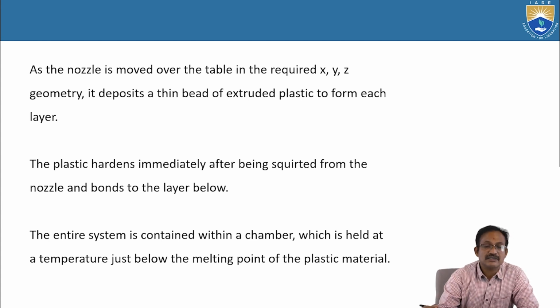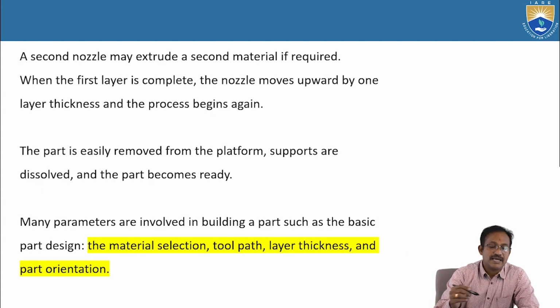The plastic hardens immediately after being squirted from the nozzle and bonds to the layer below. The entire system is contained within a chamber which is held at a temperature just below the melting point of the plastic material. A second nozzle may extrude a second material if required, so we can maintain two nozzles. When the first layer is complete, the nozzle moves upward by one layer thickness and the process begins again. The part is easily removed from the platform, supports are dissolved, and the part becomes ready.